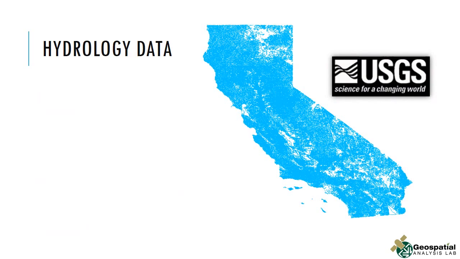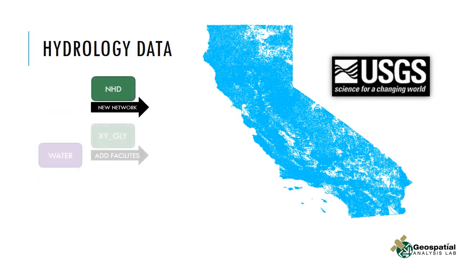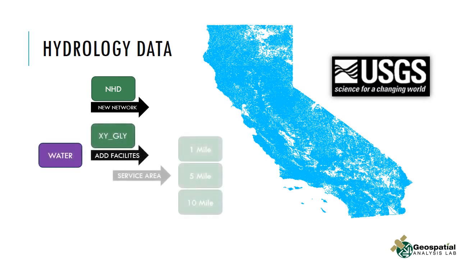The surface water data was the USGS National Hydrography Dataset for California. I created a network class with the surface water line shapefile and loaded the sample locations as facilities on a service area. I then ran a service area analysis 1, 5, and 10 miles along the surface water network.